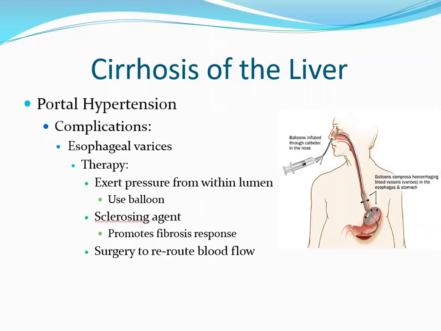Therapy. One can exert pressure from within the lumen by using a balloon device, inserting a balloon and then blowing it up to apply pressure and stop the bleeding. You can use a sclerosing agent to promote a fibrous response. This is usually injected directly into the site of the bleeding. And a third therapy could be surgery to reroute the blood flow through a different venous return. This usually, though, is a last resort.